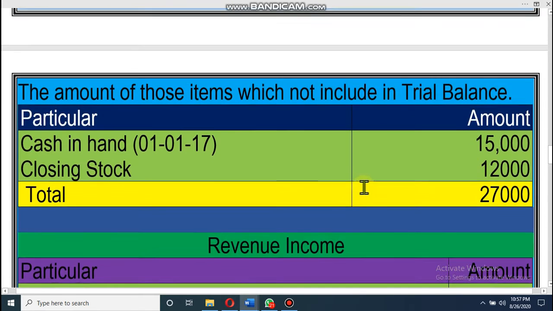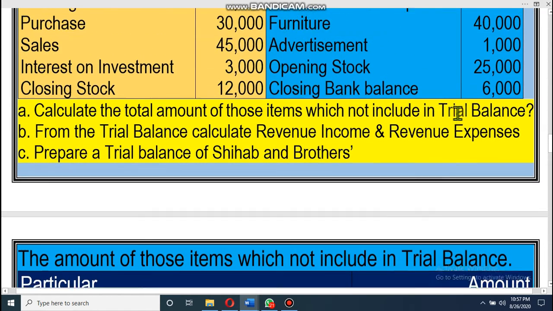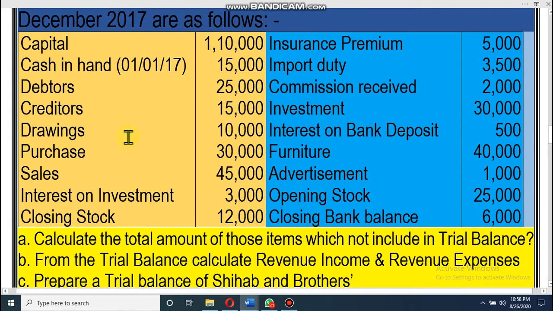Dear student, then comes the next topic, revenue expense. Let's see the question. Revenue expense is just the opposite of revenue income. Revenue income we receive regularly; here we pay regularly for doing activities in the business. Purchase, this is the number one revenue expense, purchase.